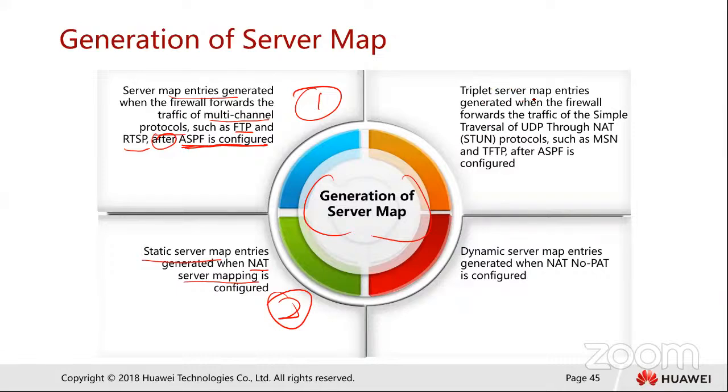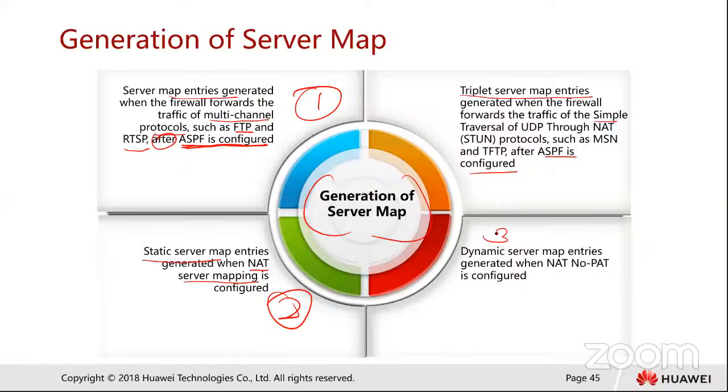So we can also generate server map entries. Here we're calling them triplet server map entries. They're generated when the firewall forwards the traffic of simple traversal of UDP through NAT protocols such as STUN, and after ASPF is configured. So after you configure ASPF and you transfer the simple traversal of UDP through NAT, then the triplet server map entries are generated.